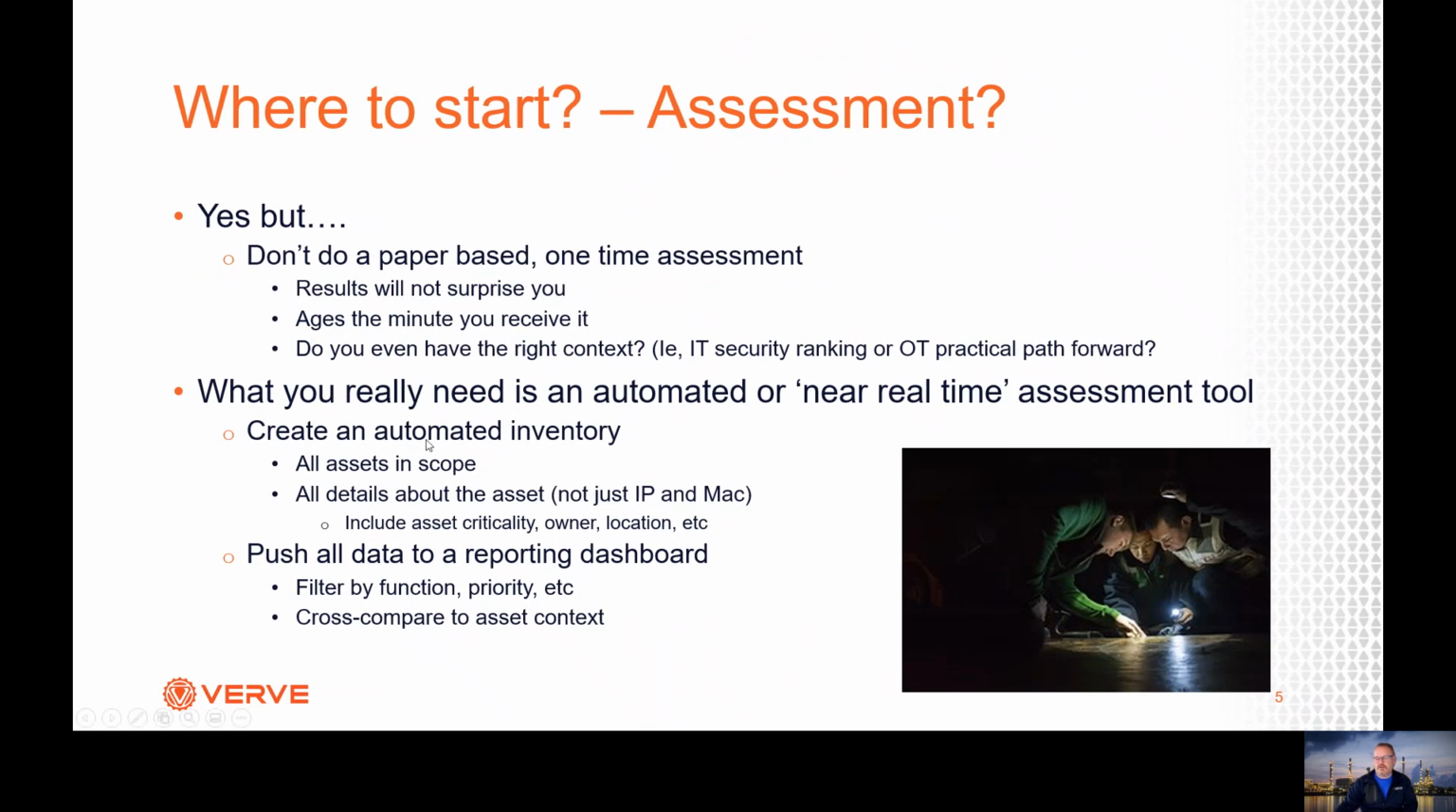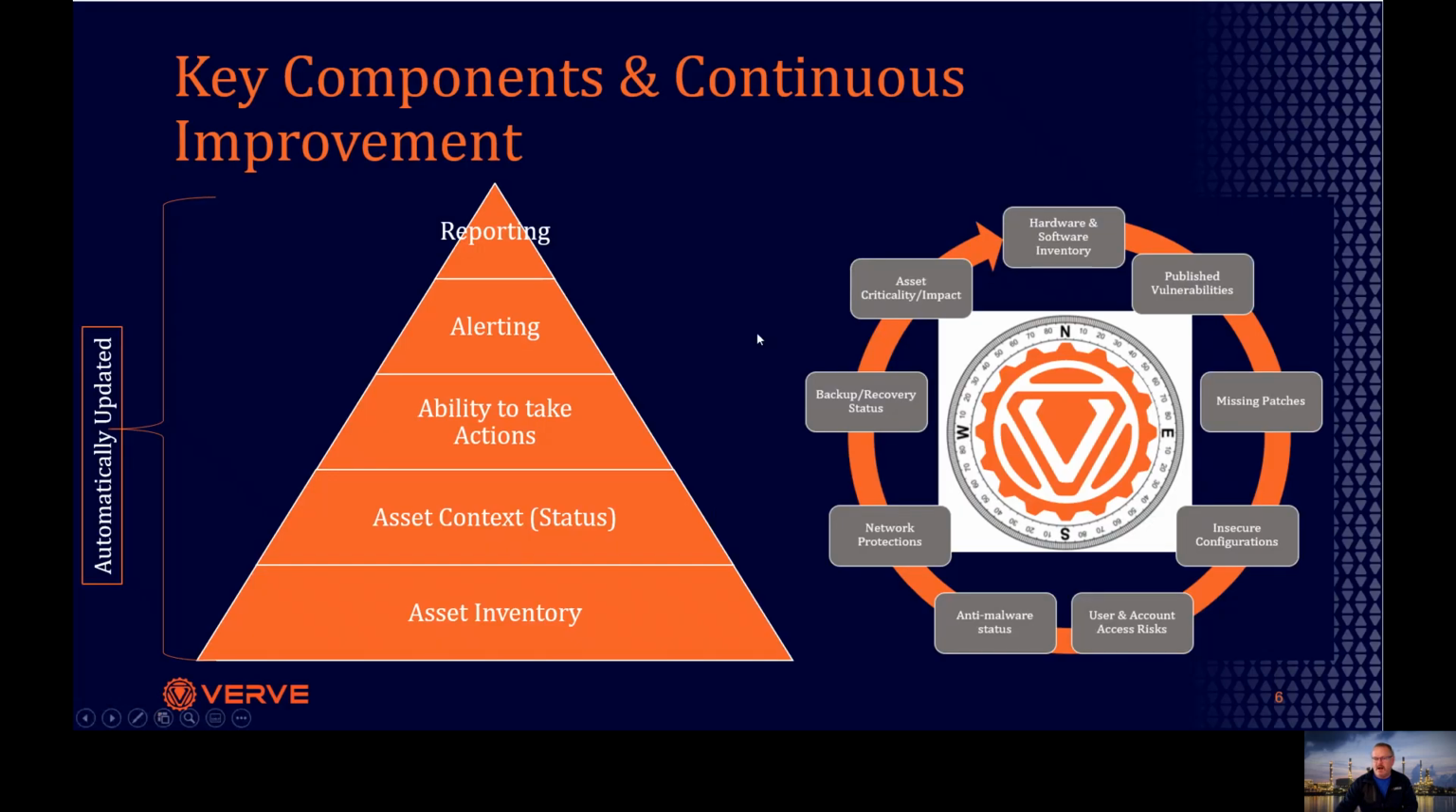If you were to actually create an automated inventory, which brings all of your assets in scope, and details about the asset like vulnerability mapping, its criticality, the owner, its place in the process, and pushed all that to a reporting dashboard, you'd then be able to have what we call a real-time or near real-time live assessment tool, a feedback loop that lets you have assessment forever and ever.